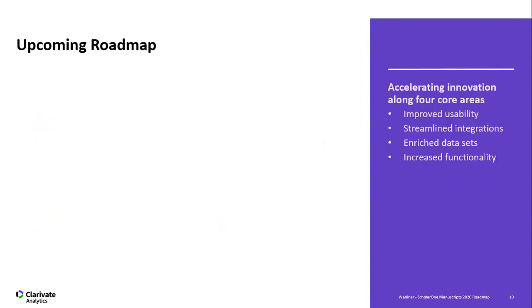So for our roadmap, as a product team within Clarivate, there are 4 core areas that we look at across the board around usability, streamlining integrations, data sets and improving the data and data sets, as well as analytics on top of that. And then, of course, just making sure that the products are competitive.